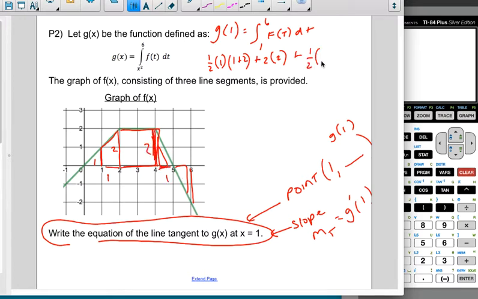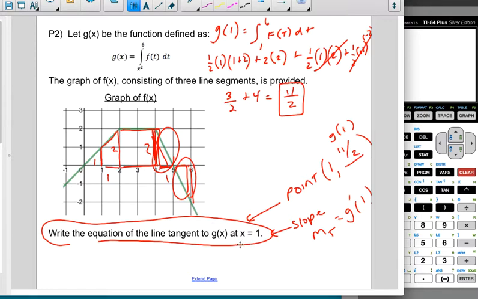So 1/2 times 1 times 2, right? And then this other triangle is exactly the same, but above and below the axis. So basically they're going to cancel each other out. It's a positive 1 and a negative 1, but either way, these two sum to 0, right? What ends up happening is I get 3/2 plus 4, so that should be 11/2, which checks out, because it's 5.5. So I get my point, and you could use 5.5 or 11/2, I don't care. Great. First half of the work is done.